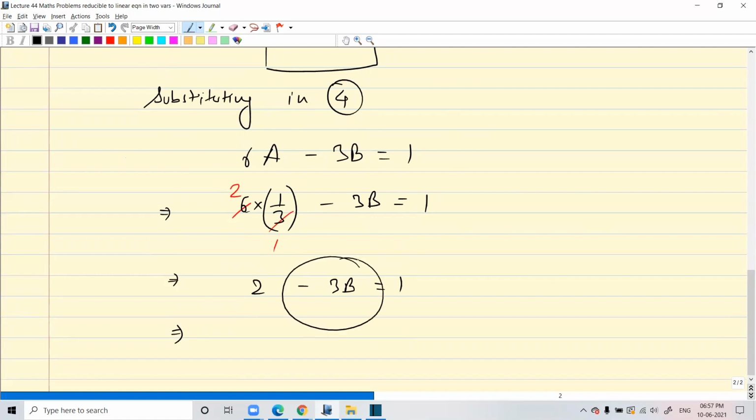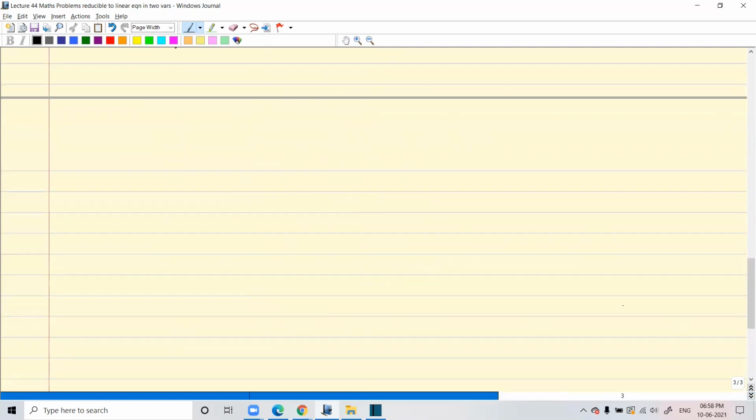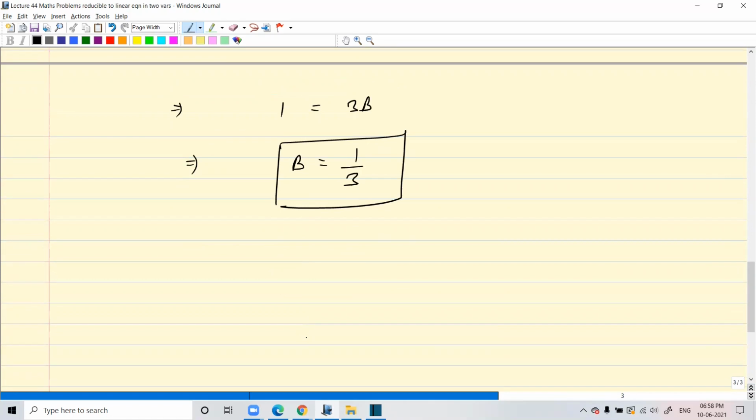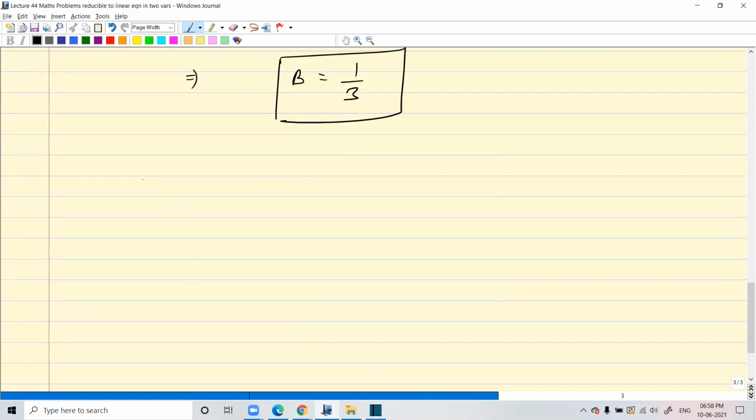Then what I do is, see, this is negative, no? So I want to make it positive. That's why I sent it to the other side, transposed to the other side. Take 1 and bring it to the left-hand side. So it will become 2 minus 1 is equal to 3b. Is it clear now? Okay. So we can write it like 1 is equal to 3b. So b is equal to 1 by 3. So a is also 1 by 3, b is also 1 by 3, but we are not interested in finding the value of a and b.